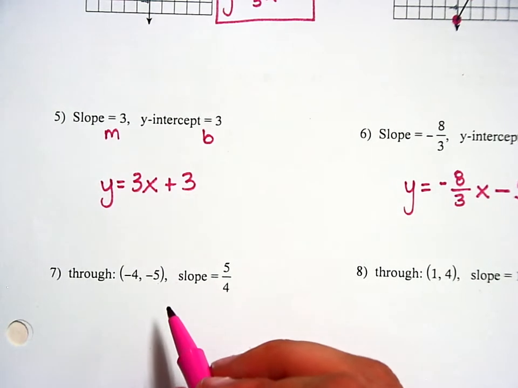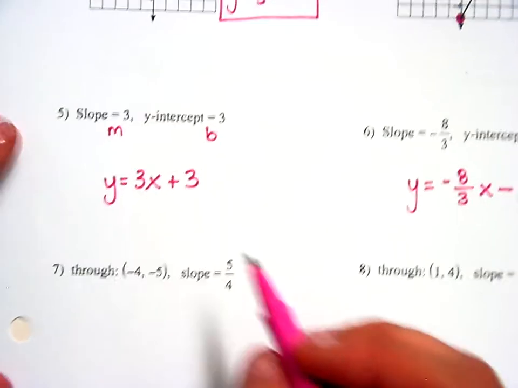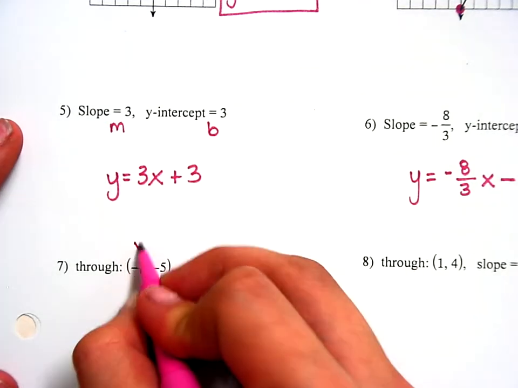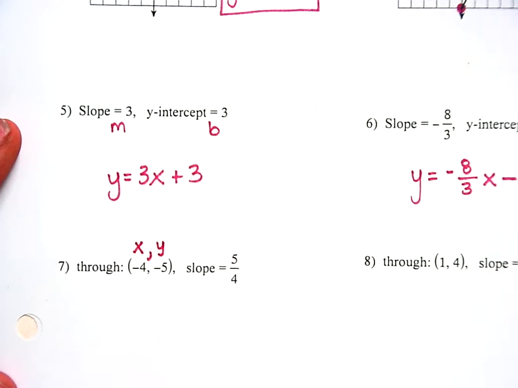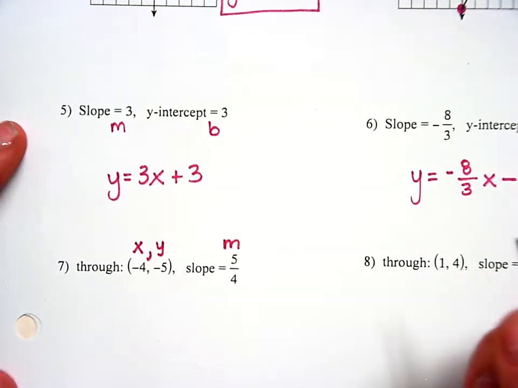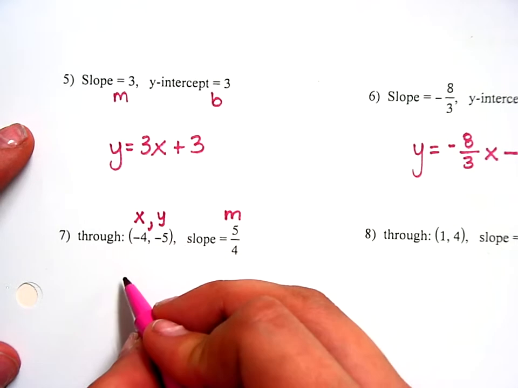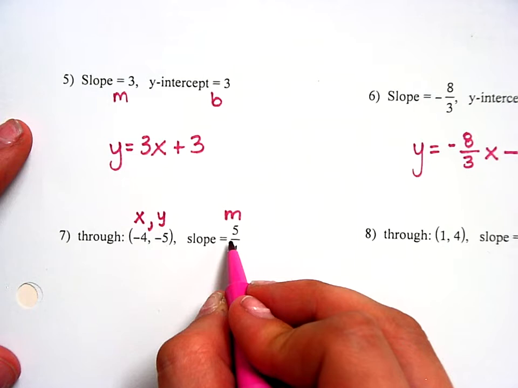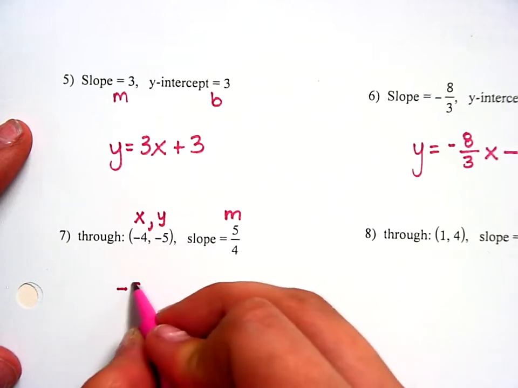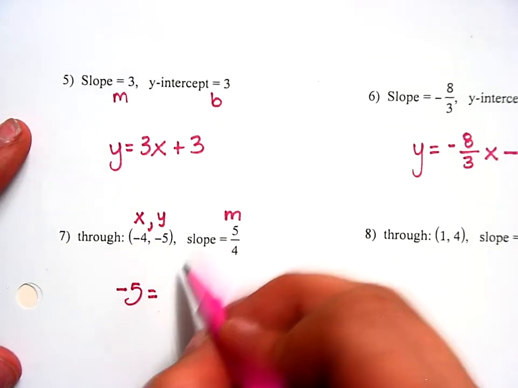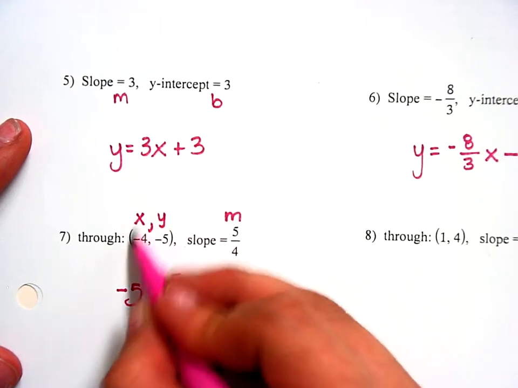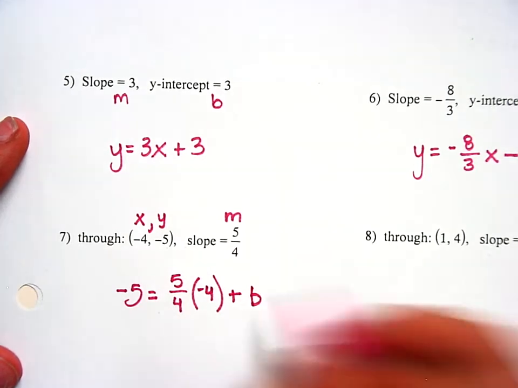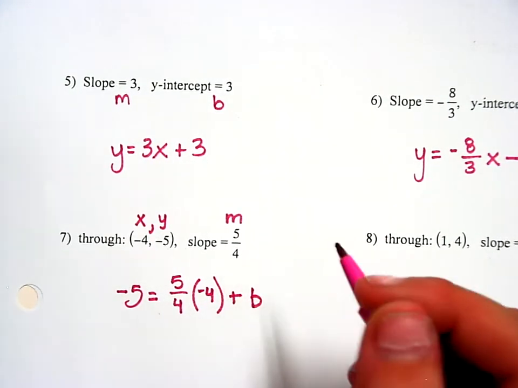This one I'm given a point, so this is going to take a few more steps. I know that this line goes through this point and has a slope of 5/4. So I'm going to label these as my x value, my y value, and this is my m. Okay, so just like before, I'm going to write my equation with everything that I know. So normally it's y equals mx plus b, but I'm going to use all of these values. So first starting with y, that's negative 5 equals m 5/4 times x negative 4 plus, and then guess what? I don't have a b, so I'm just going to write plus b. That's the only value we don't know, so we're going to solve for b.